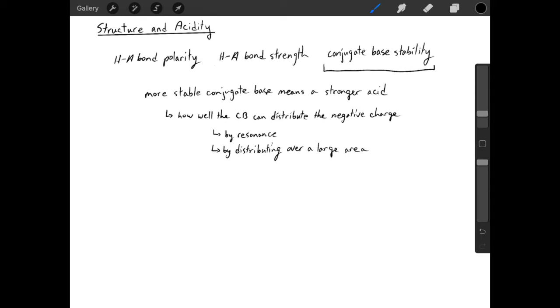There are a number of ways that the charge can be distributed. It can actually be reduced by resonance stability, that is, the negative charge is split up over a number of different atoms, giving partial negative charges. Or it can be distributed by spreading it out over a large area, as in the case of things like chloride and bromide and iodide ions that are the conjugate bases of the strong acids. The negative charge is spread out over the volume of those monatomic ions.